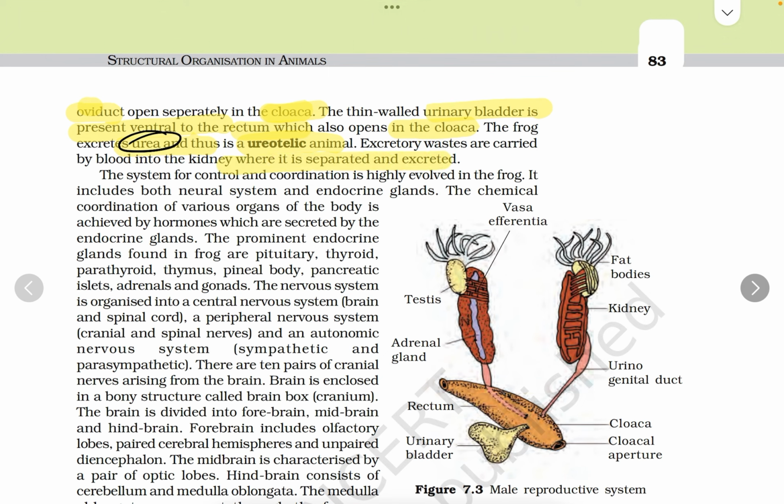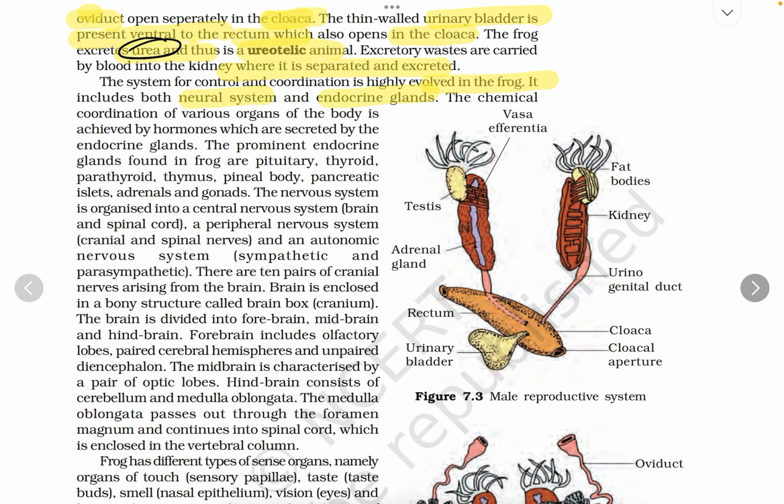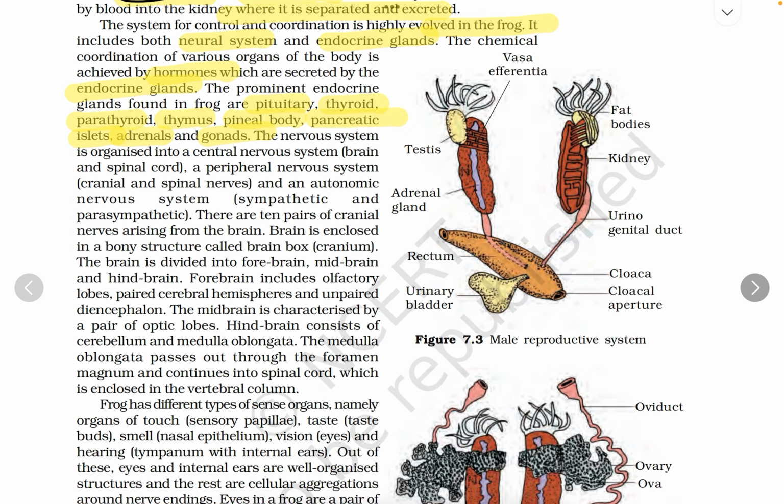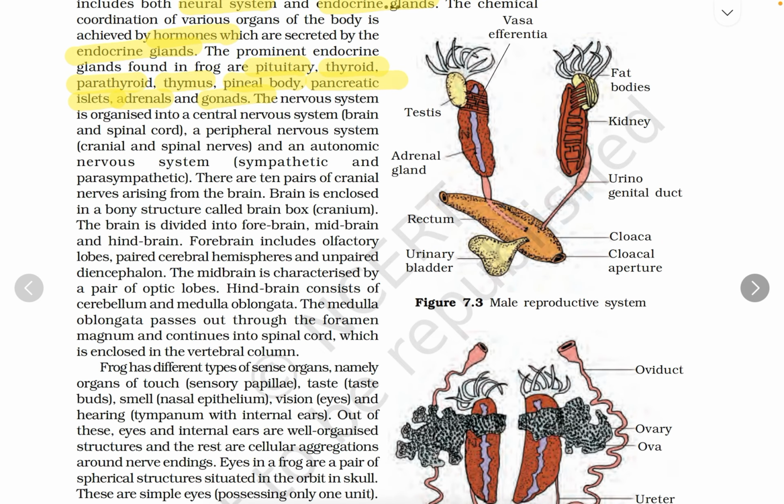The system of control and coordination is highly evolved in the frog. It includes both the neural system and endocrine glands which produce hormones. The chemical coordination of various organs of the body is achieved by hormones which are secreted by endocrine glands. The prominent endocrine glands found in the frog are pituitary, thyroid, parathyroid, thymus, pineal, pancreatic islets, adrenals, and gonads. These secrete different kinds of hormones.